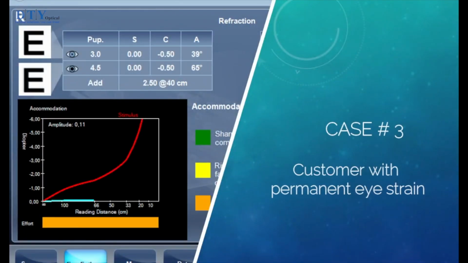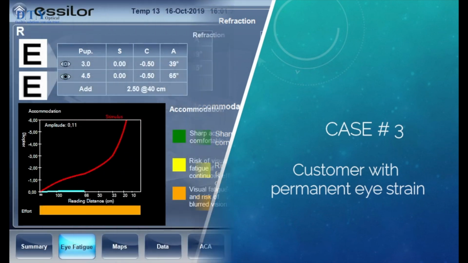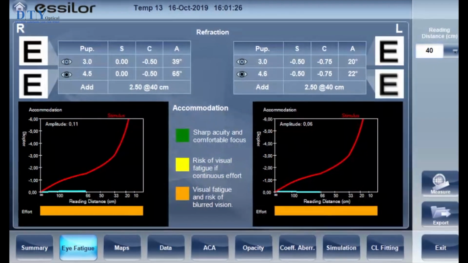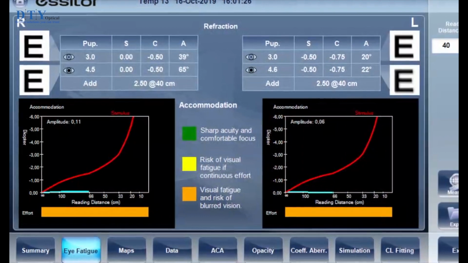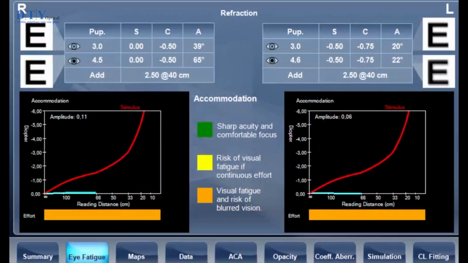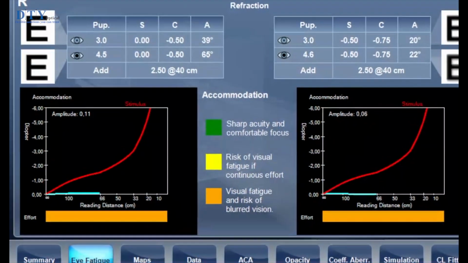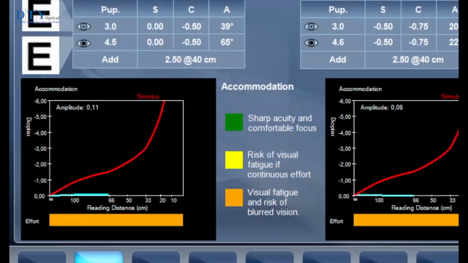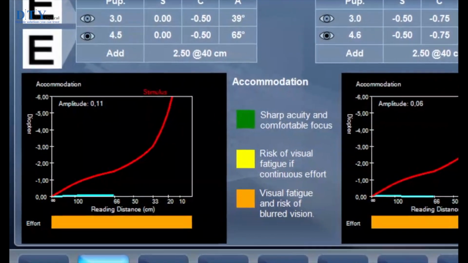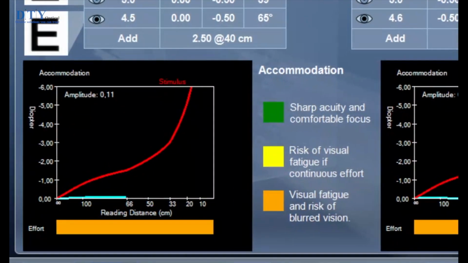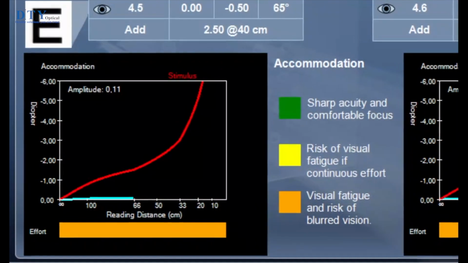Case 3. Patient with a permanent eye strain at every distance. In this case, the whole bar is orange, meaning that the patient has visual strain and/or risk of blurred vision at every distance. After determining the subjective refraction, this patient may need progressive lenses. Please remember this test is subjective and requires the patient's collaboration. This case could also represent a misunderstanding of the test by the patient who didn't or couldn't keep the balloon as sharp as possible at any distance.